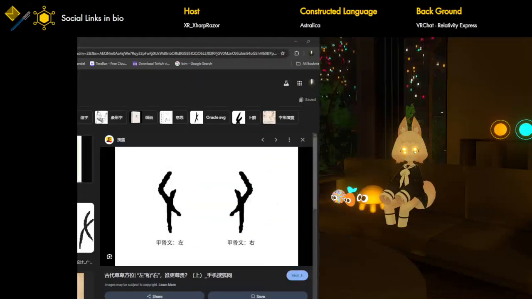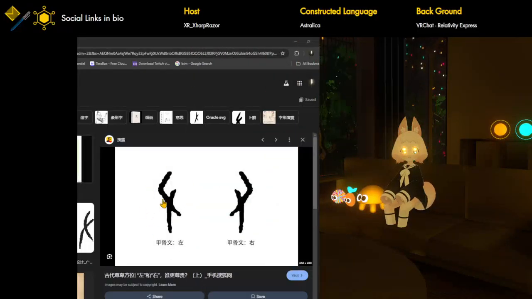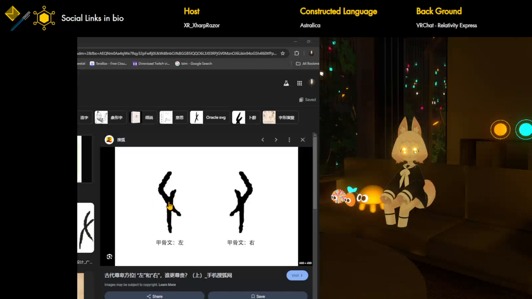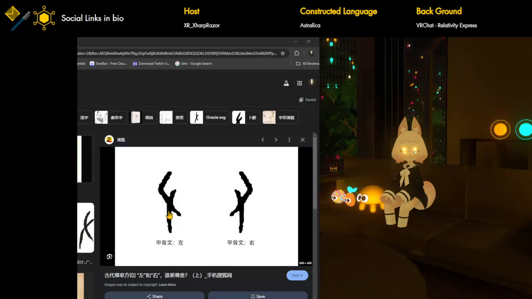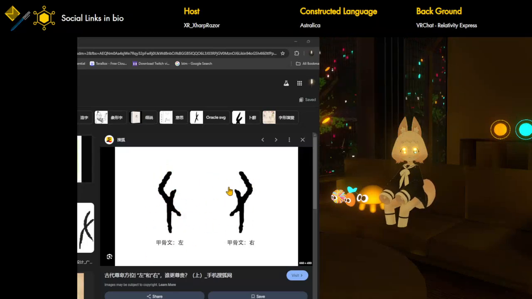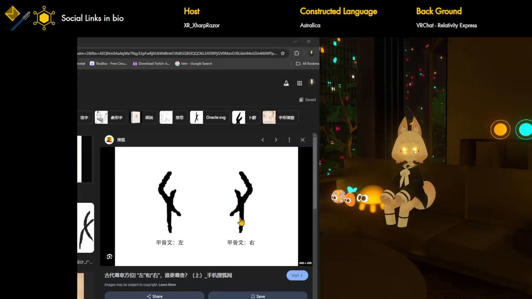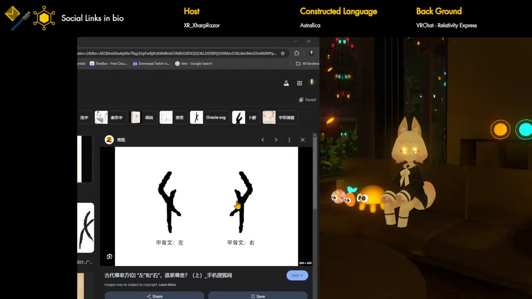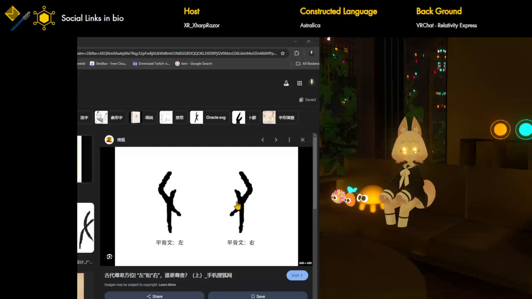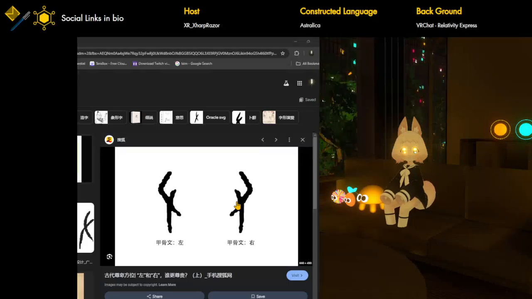Okay, there we go. Now, as you can see, this one over here, back in ancient days in Chinese, this means left, which is actually your left hand. And this one is right, which is your right hand. Which is actually something pretty cool, pretty good, and I like it. I love it really much.